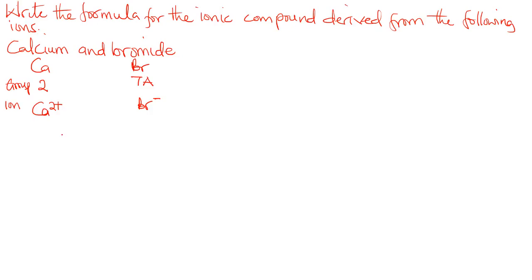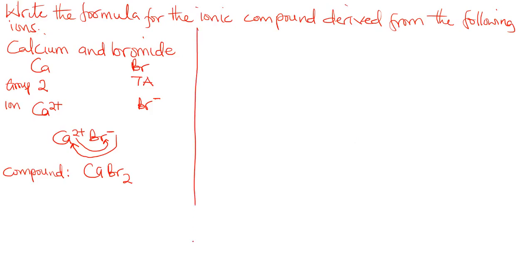So you put these two together, Ca2+, Br negative. So you do the crossing, you take the 1 here and put it down here. You take the 2 here and put it down here. So your compound will be CaBr2. So that is our ionic compound.